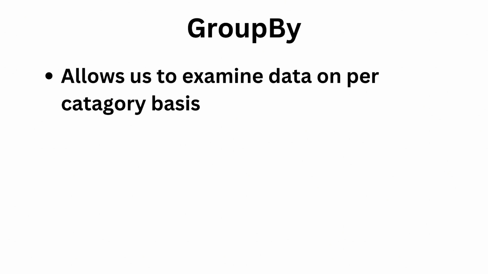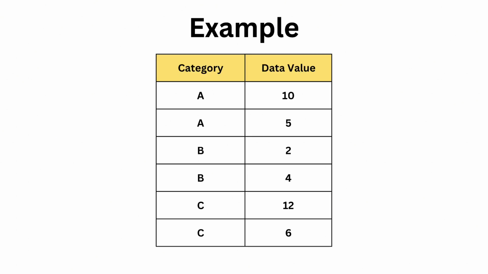So that means being able to answer questions like, what's the average per group or per category? Or how many rows do we have per category? So let's explore what this looks like in Pandas and what we mean when we talk about per category. Here we have two feature columns in this so-called data frame. We have a category column and a data value.